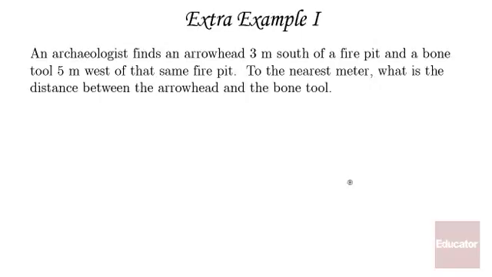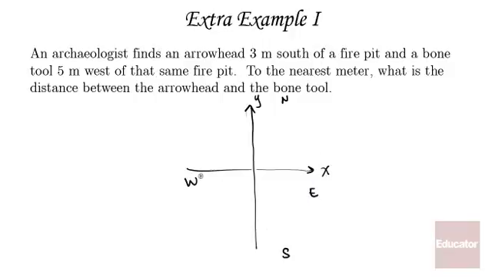An archaeologist finds an arrowhead 3 miles south of a fire pit and a bone tool 5 miles west of the same fire pit. To the nearest meter, what is the distance between the arrowhead and the bone tool? So I'm going to draw a coordinate plane. It's a little crooked here. Let's try that again. Okay, here's my x and here's my y. This is going to be north, south, this is east, and this is west.